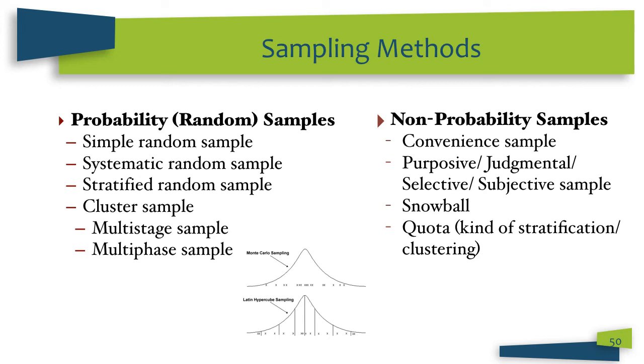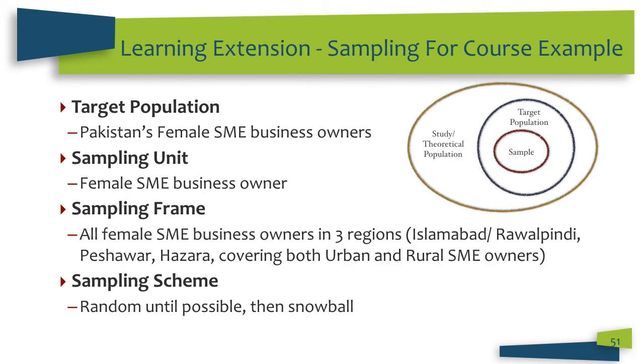All right, so now that we've learned all these things, we'll move on to our course example, and we'll see how we do different steps that are required to come up with a sampling plan. So these four things that we studied on a slide earlier, I've defined them for our course example, which was financial barriers being faced by female SME owners in Pakistan. So what is my target population? My target population is Pakistan's female SME business owners. What is my sampling unit? A single female SME business owner is my sampling unit.